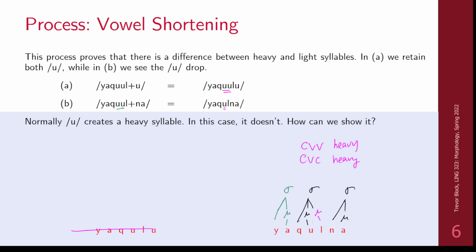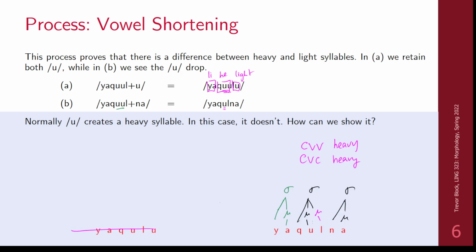So what this is proof of here is that in this language, you can exchange heavy syllables for the sake of morphological or morphophonological processes. In the case of yakulu, we don't need to do this because we have a light syllable, we have a heavy syllable, and then we have another light syllable. So there's nothing that needs to be saved.